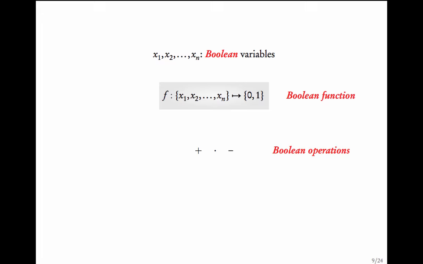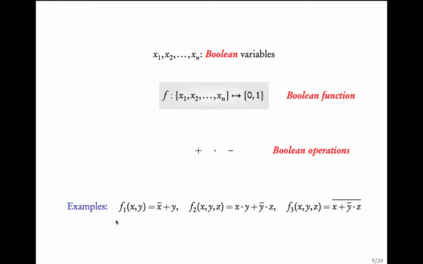In general, if you have n Boolean variables, a Boolean function is just a function that takes a valuation of x1 to xn and maps it to either 0 or 1. It's a map from some valuation of x1 to xn to 0 or 1, and you can define Boolean functions using these basic Boolean operations plus dot and bar.